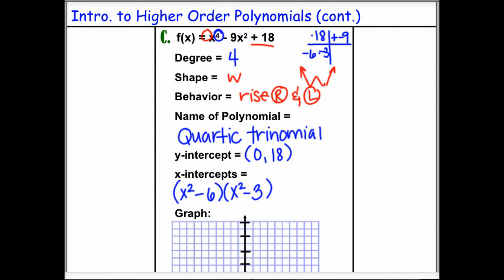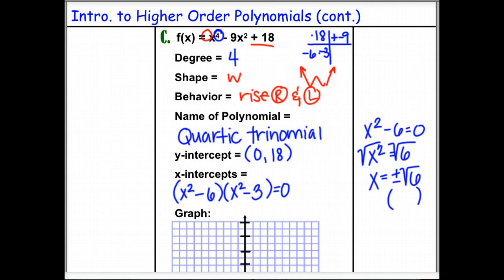I need to then solve these by setting this equal to 0. When I take x squared minus 6 equal to 0, I add 6 to both sides, I get x squared equals 6, square root, and I get x equals plus or minus the square root of 6, which is approximately equal to about 2.8. So 2.80 and -2.80. Because we're on this graph where you can't get super detailed, we're just going to leave it at that.